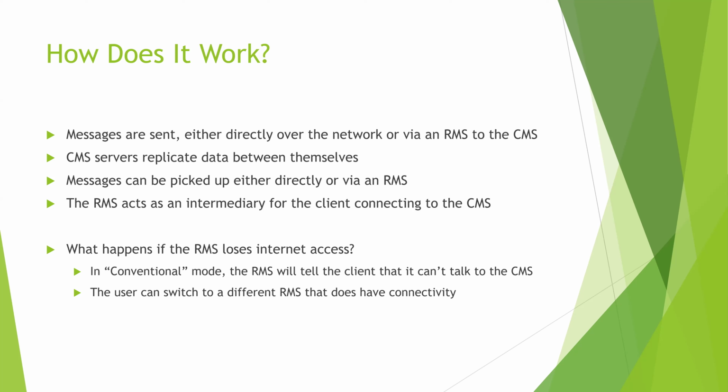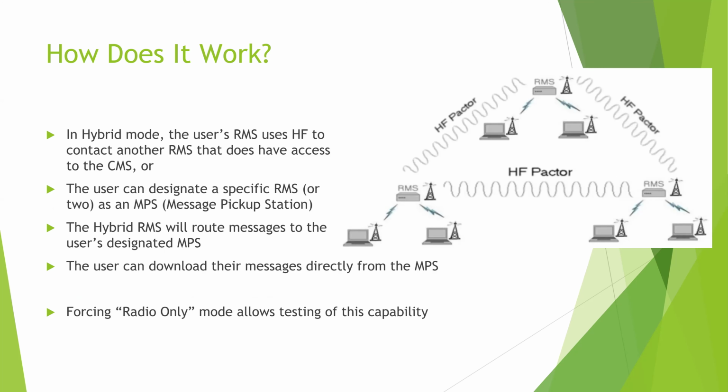The other option is to use what they call hybrid mode. Now, in hybrid mode, your RMS that you connect to will use HF to connect to another RMS that does have access to the internet, or it actually joins a network of RMSs that talk to each other. So theoretically, it is possible to not have the CMS involved at all. And in this case, one or more of these RMSs will be running as an MPS, what they call a message pickup station. And it will actually store the message on the RMS. And so you can come back and pick it up from that RMS later through this hybrid network.